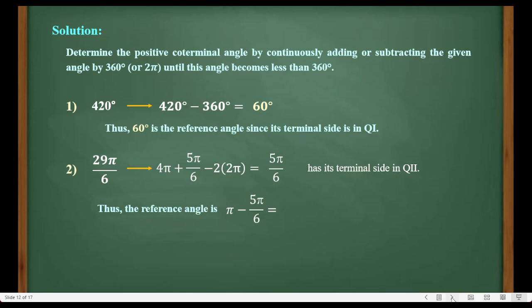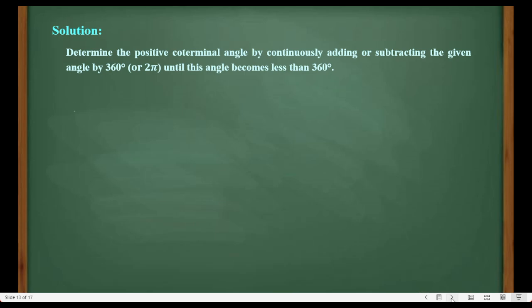So since the coterminal angle is in quadrant 2, we are going to subtract this from pi. Okay? So it becomes pi minus 5 pi over 6, and that will give you pi over 6, which is your reference angle. Okay? So this is the answer. Next, number 3.